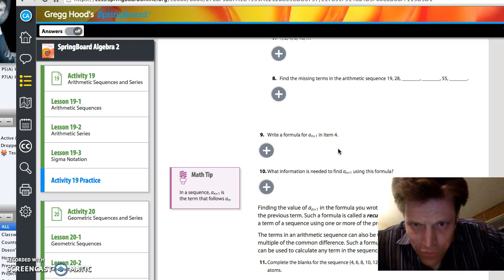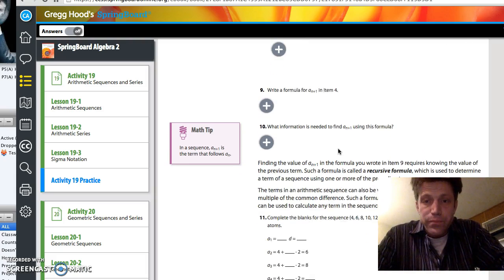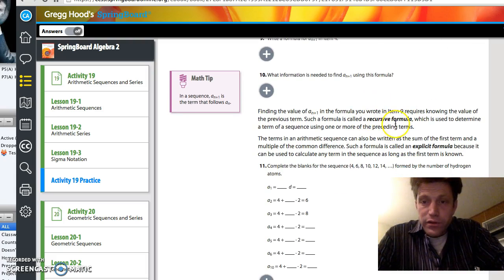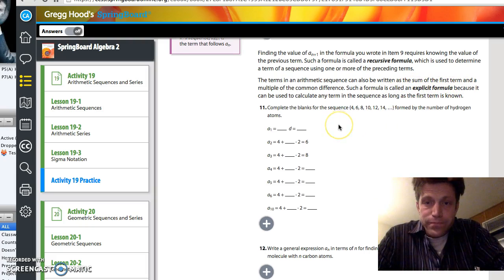Write a formula for a sub n plus 1. Well, a sub n plus 1 is a sub n plus d, right? Oh, that's a recursive one. So there's your recursive formula. This is what I was just telling you. The second formula I gave you based on the starting term is your explicit formula.